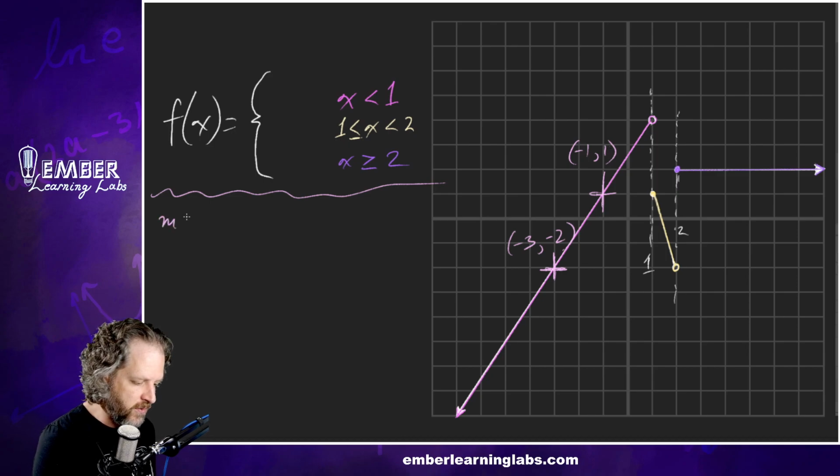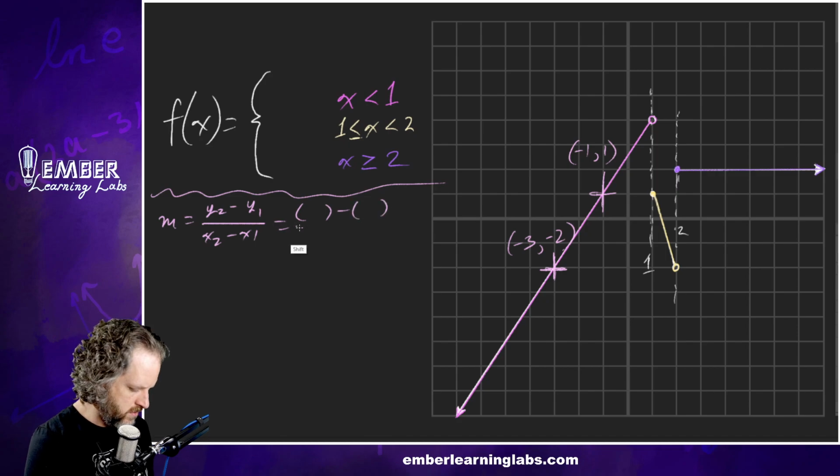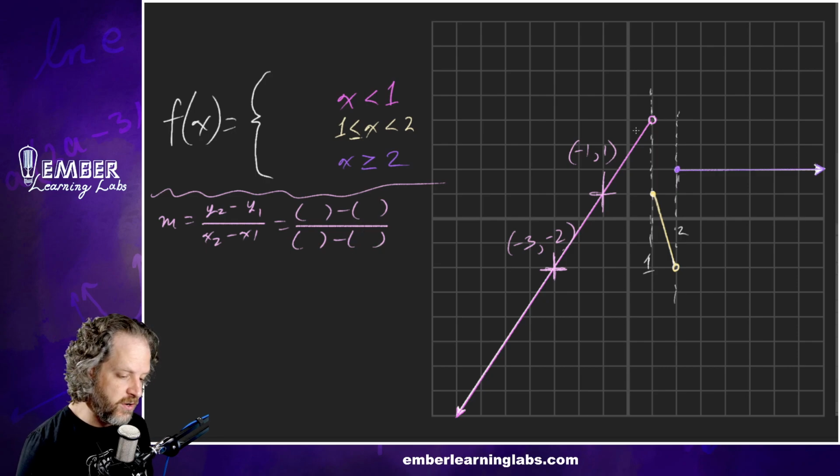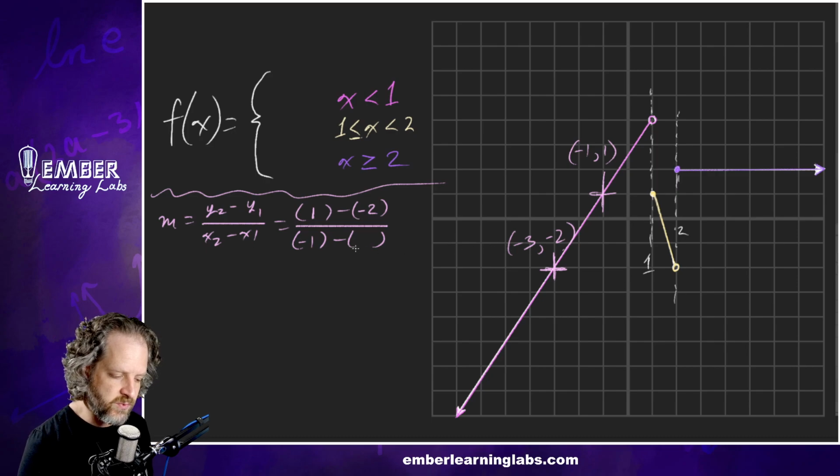So m equals y2 minus y1 over x2 minus x1. Then we're going to plug it in. Let's pick this as the second point, why not? So for y2 we put in 1, and for y1 it's -2. For x2 it's -1, and x1 is -3. Then we're going to work out both of those.